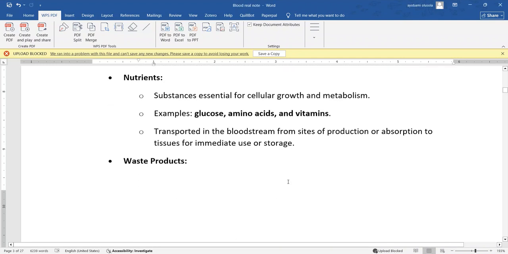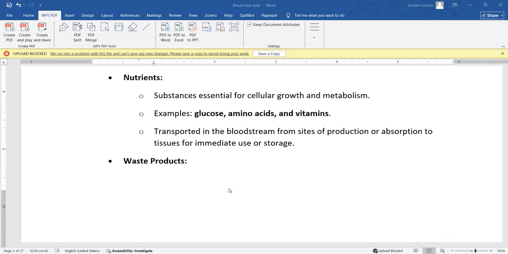So we also have nutrients in the blood, in the plasma anyway. These nutrients that we have in the plasma are end products of digestion. Take for instance, glucose is a byproduct of what? Carbohydrates. Now how about amino acids? Protein.